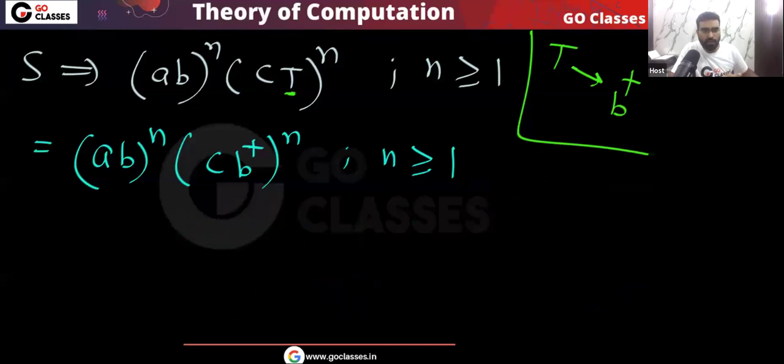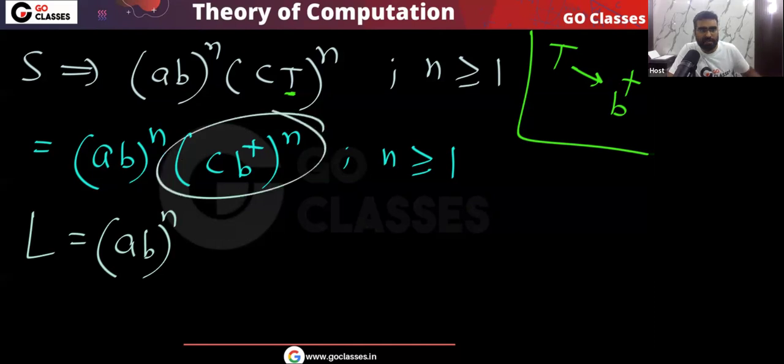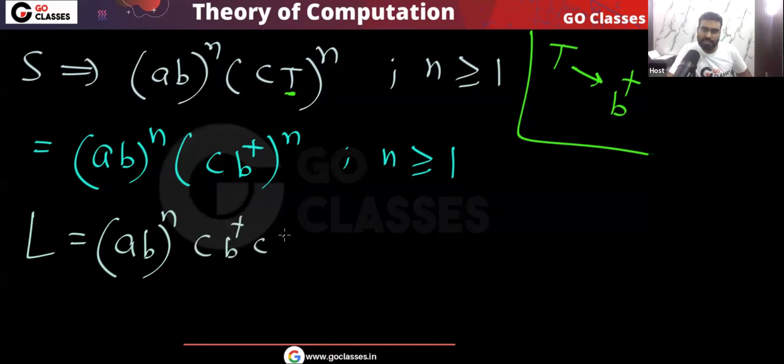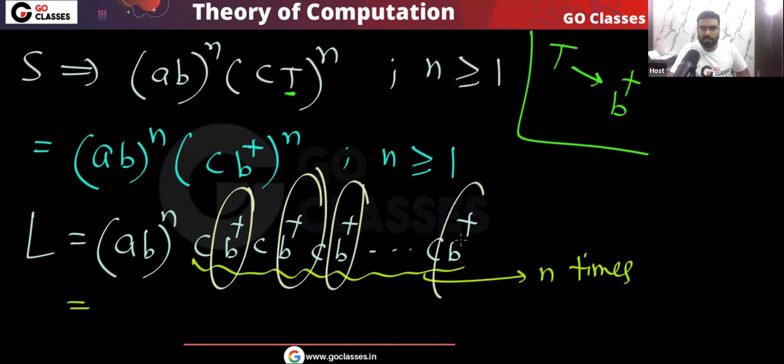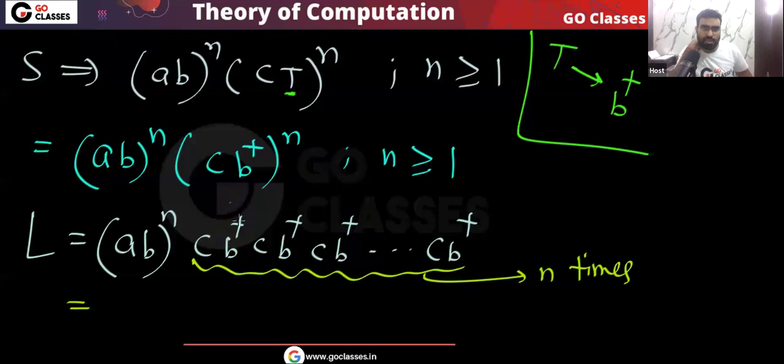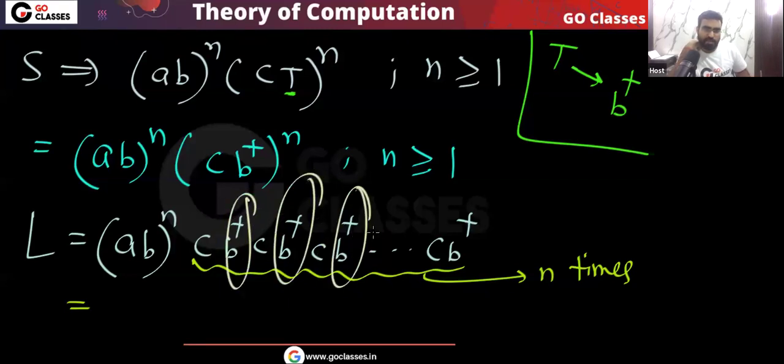So let me tell you finally what type of strings are generated from this. The language is ab power n, and then if I repeat it n times, it will be cb plus, cb plus, cb plus. How many times? n times. Yes or no? Now you can notice that these b plus have nothing to do with each other. For example, this can repeat 2 times, this can repeat 100 times, this can repeat 3 times, this can repeat 1,000 times. Is this clear?